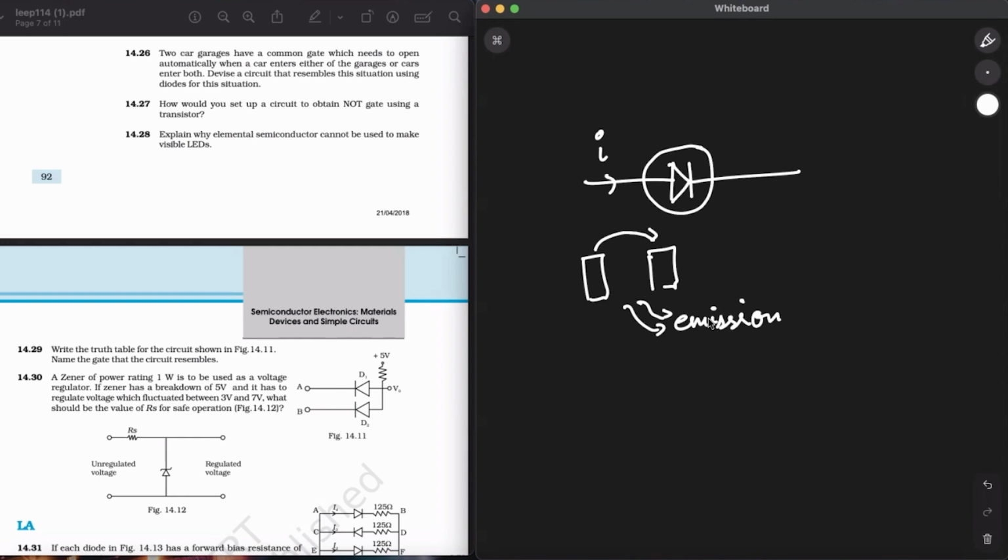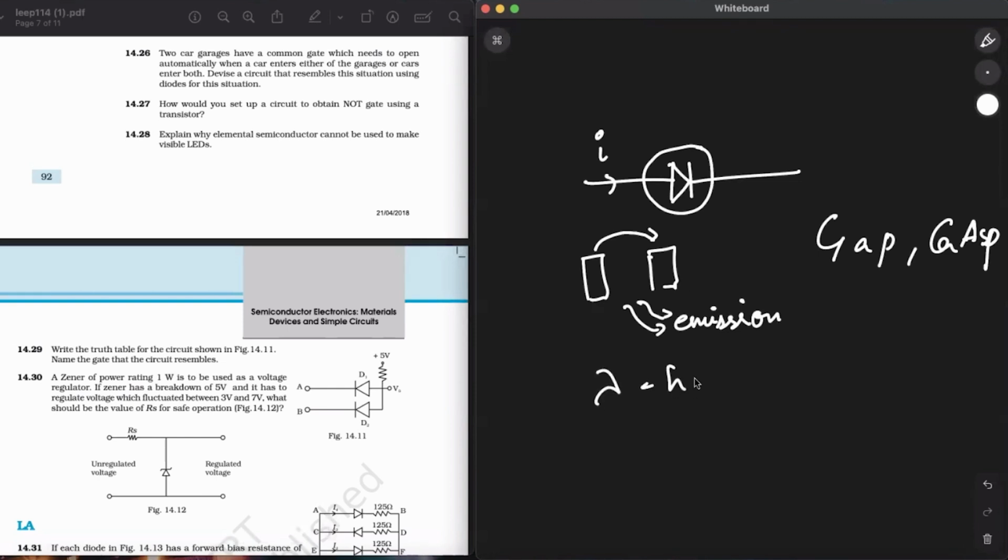So what happens is, when you use those light emitting diodes, they are basically gallium arsenide type of diodes. So what will happen is, when the electrons jump from band 1 to band 2 in these situations, they emit light energy. All right. But when you use an elemental semiconductor, the band gap is such that the emission will be in the infrared region. It will not be in the visible region.